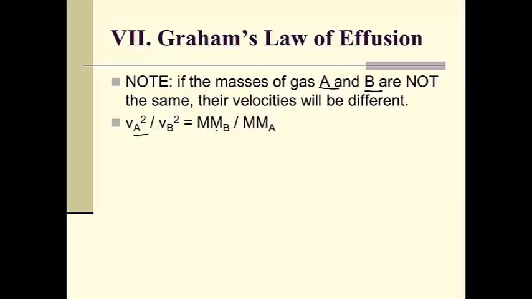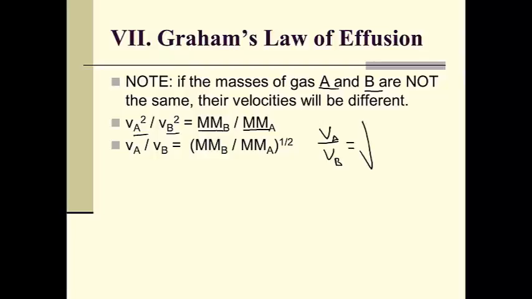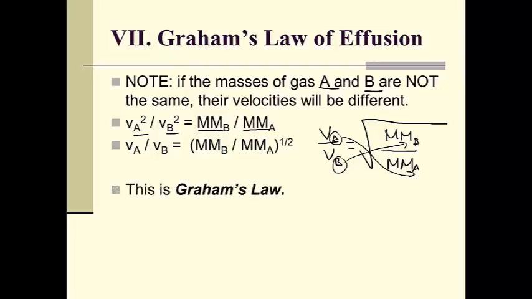The velocity of gas A related to the velocity of B is going to be equal to the molar mass of B over the molar mass of A. Simplify it. This turns into the velocity of gas A compared to the velocity of gas B is equal to the square root of the molar mass of gas B over the molar mass of gas A. Note, these things got switched. A goes on the bottom, B goes on the top, where they are on opposite sides of the velocity equation. This is what's known as Graham's law.